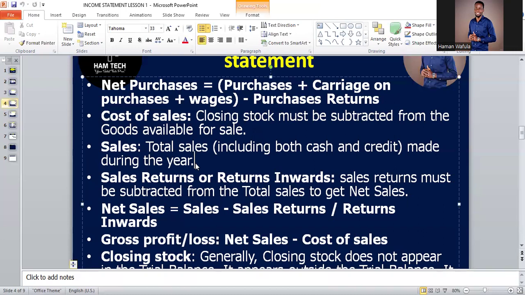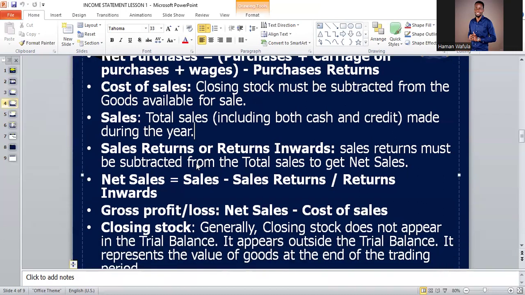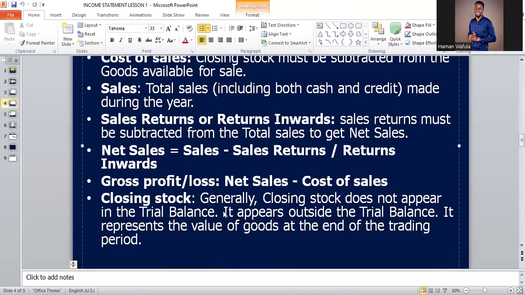Then we have sales. These are things that have been sold by the business throughout the year. Then we have sales returns. These were goods that were once bought by the customers of the business, but later on returned by the customers. Before gross profit, we have net sales. Net sales are the exact value of goods that were sold by the business, where we get the sales minus sales returns. So you get the things the business has sold minus what the customers returned, and you get your net sales.